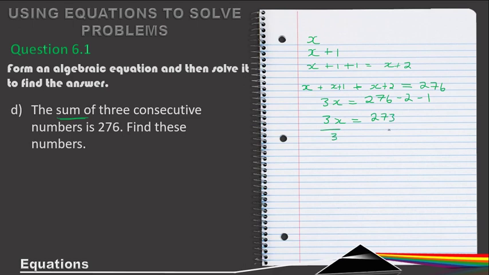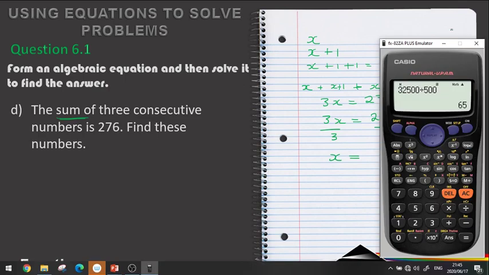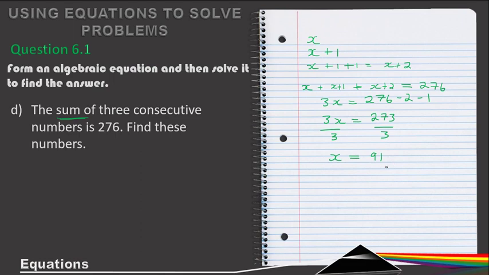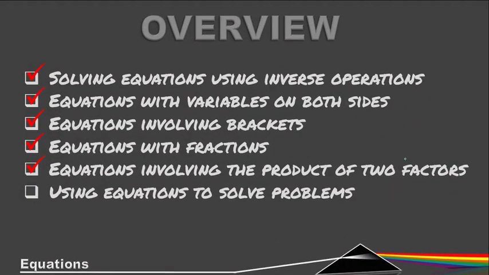So now simply dividing both sides by 3, x then is equal to 273 divided by 3. So x is equal to 91. So that means my consecutive numbers are 91, 92, and 93. That was the final section, so we are done.